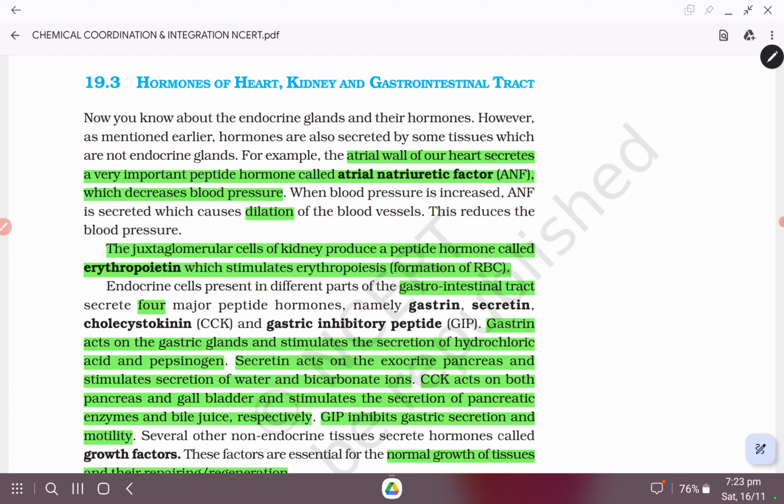The atrial wall of our heart secretes a very important peptide hormone called atrial natriuretic factor, which decreases the blood pressure, and it causes dilation of the blood vessels and reduces the blood pressure. The juxtaglomerular cells of the kidney produce a peptide hormone called erythropoietin, which stimulates erythropoiesis, that is the formation of RBC.